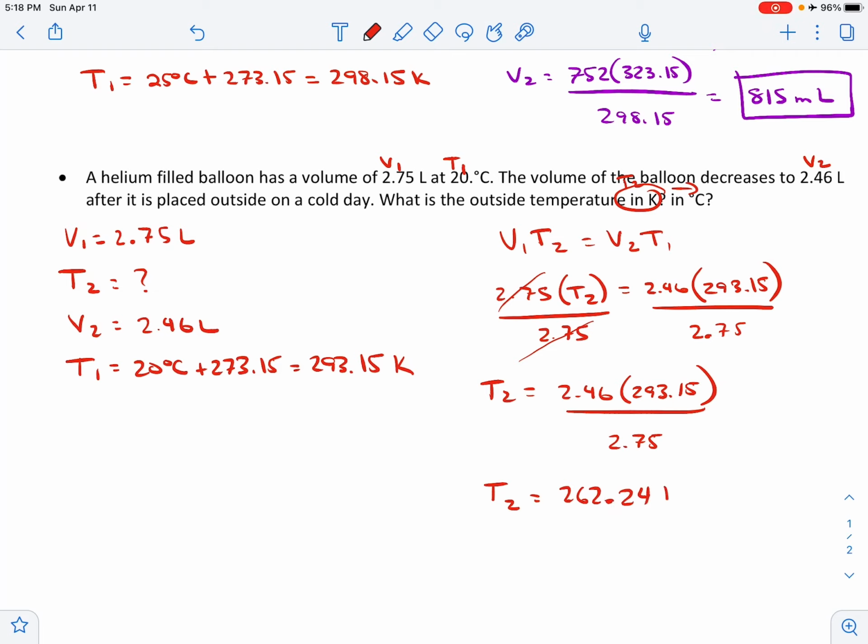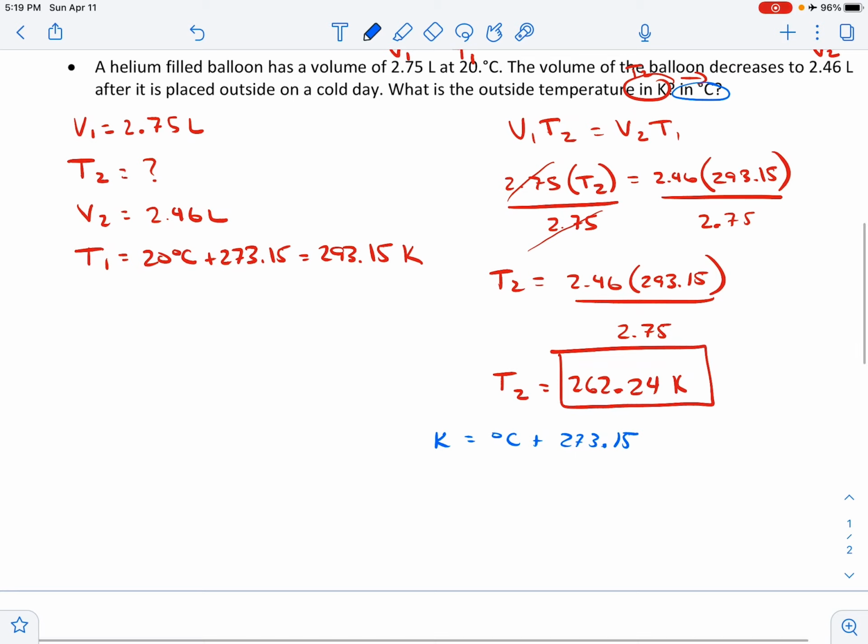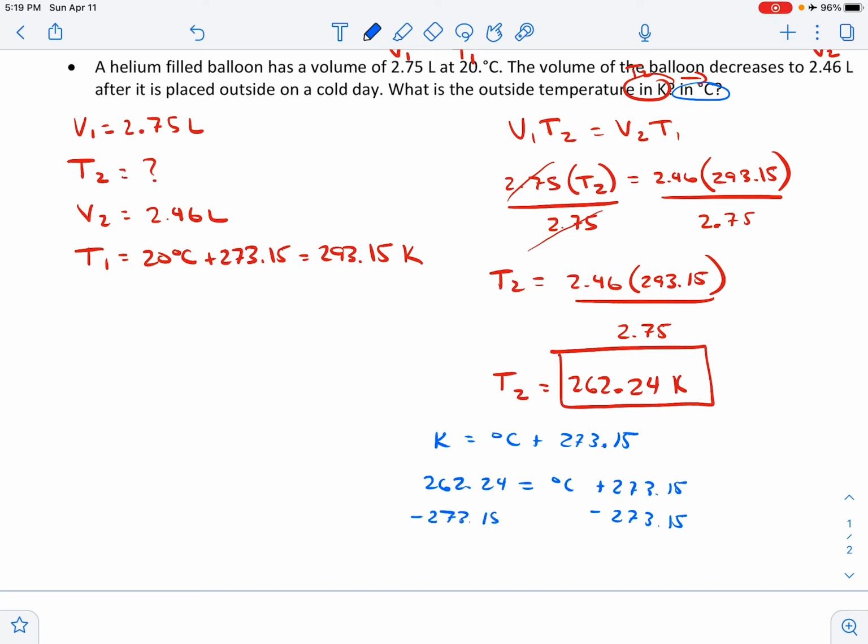Our answer here should be 262.24. That's Kelvin. And our temperature did go down by about 30 Kelvin. That's the first part. The second part says we need to go to degrees Celsius, and we do that by saying K is equal to degrees C plus 273.15. So we plug in 262 right here, and to get that by itself, we subtract 273.15 on each side.